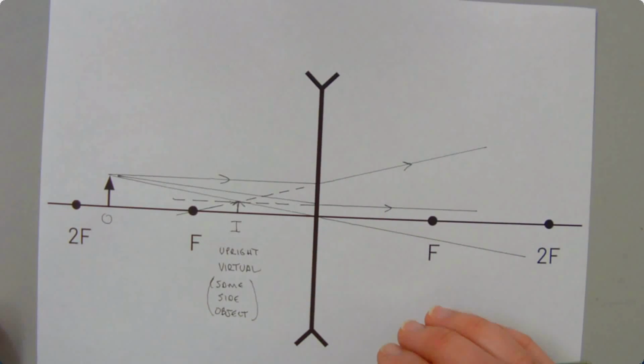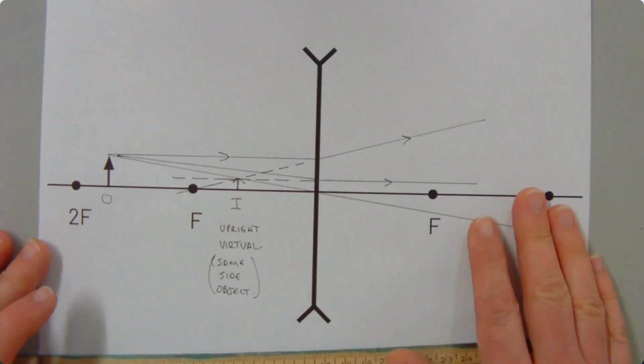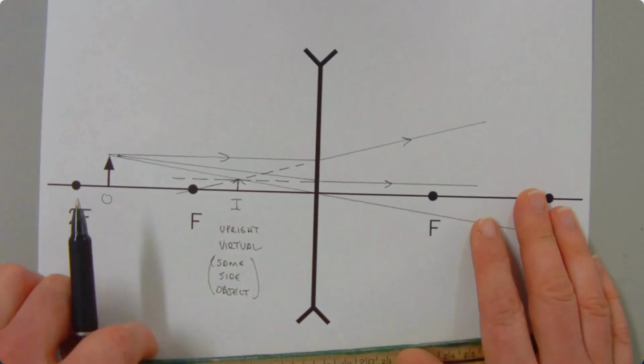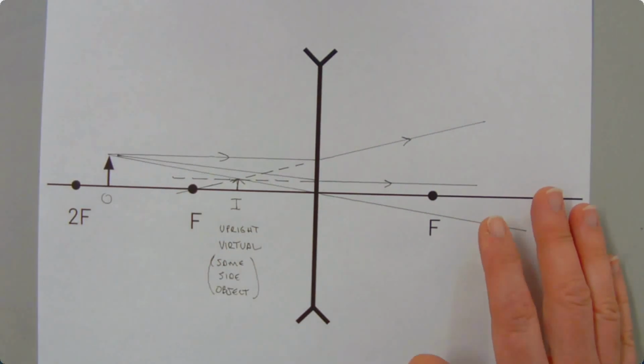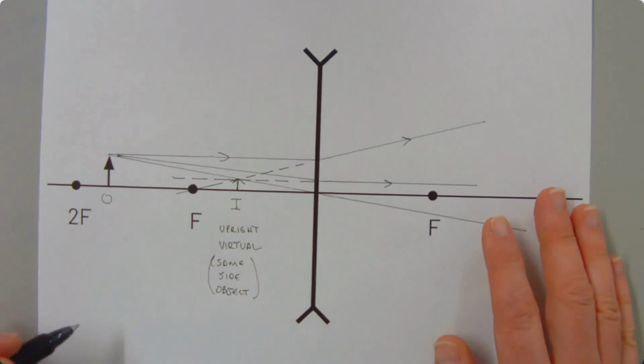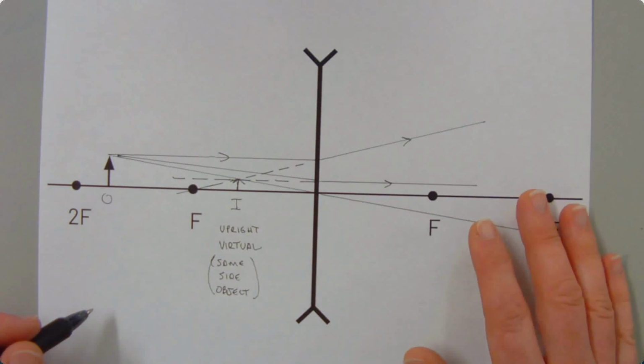So in terms of lenses, what determines whether the image is virtual or real is whether or not it's on the same side as the object. In the case of diverging lenses, the images are virtual because they're always on the same side of the lens as the object.